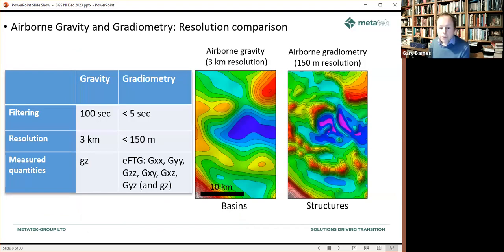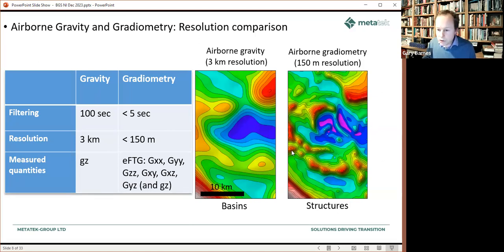So to give a quick comparison of airborne gravity and airborne gradiometry, this image here in the middle is fairly typical of an airborne gravity survey, which is very good at picking out essentially things like sedimentary basins, things which have sizes of the order of 5 to 10 kilometers and bigger. But what you don't get from this type of survey data is very high resolution detail about the subsurface geology.